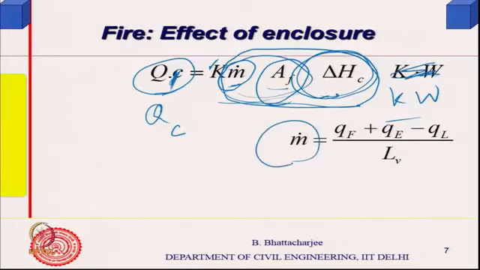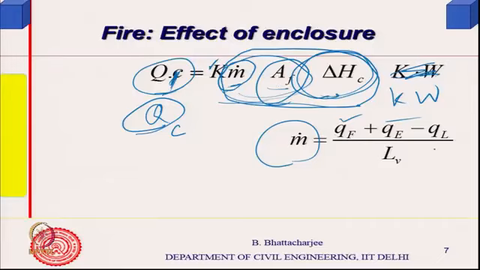So m dot is given by QF. We denote capital Q as a total quantity, where area is not involved, and small q is normally used per unit area, the heat flux. So QF is the heat generated by the fuel per unit area, which will come from here if I divide by AF.